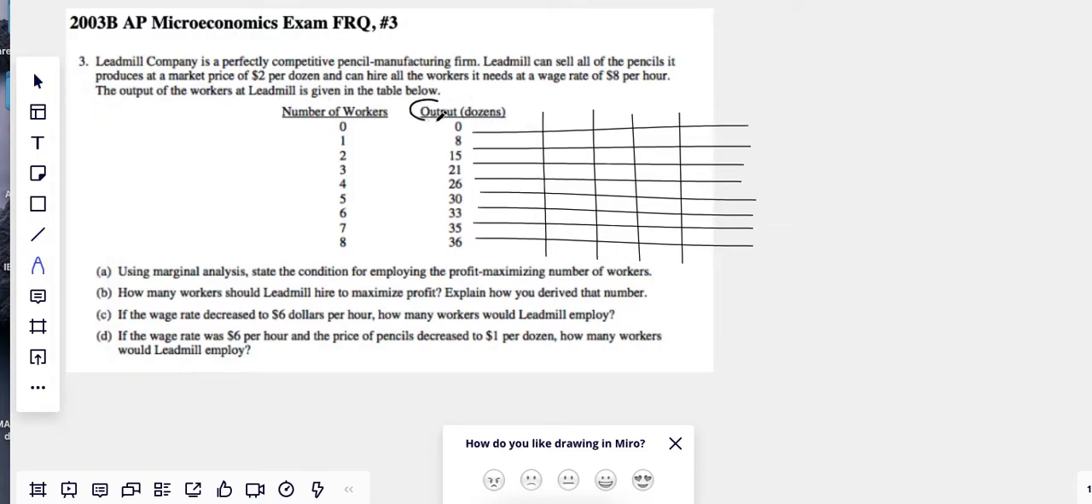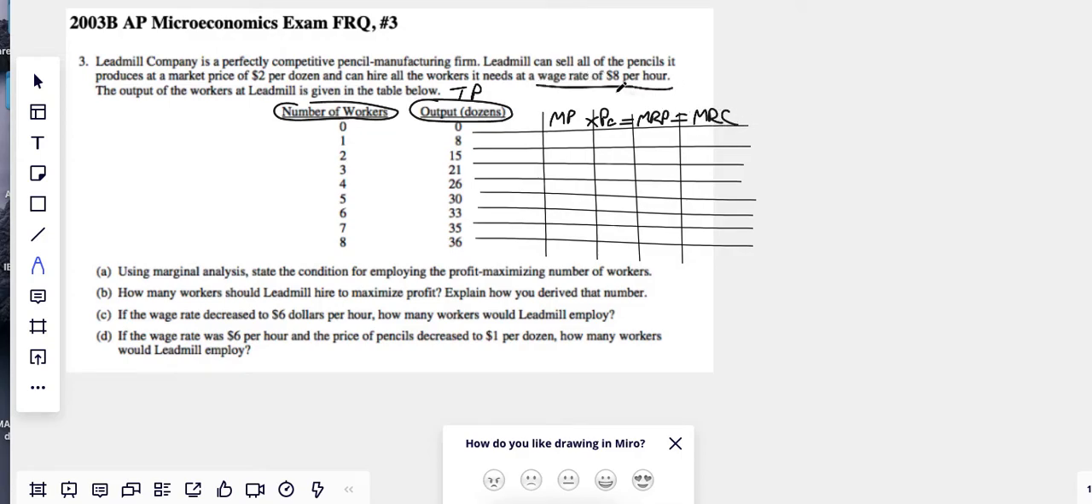I know that what they've given me is total product here. And these tables seem to be always done the same way. Number of workers, total product. I'm going to find marginal product. I'm going to multiply that by the price of the good. That's going to give me my marginal revenue product. And I'm going to compare that to my marginal revenue cost.